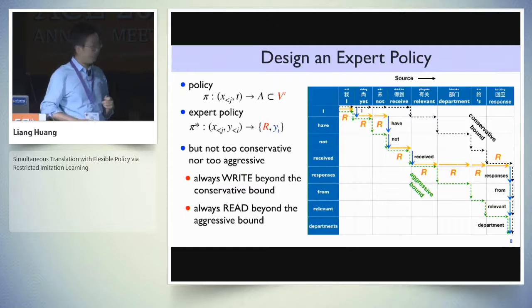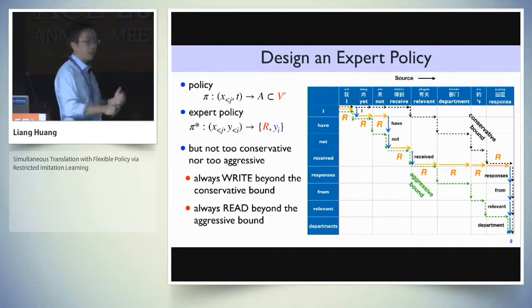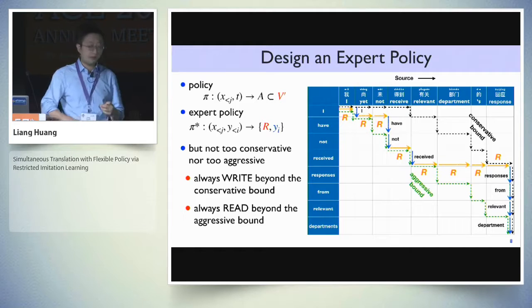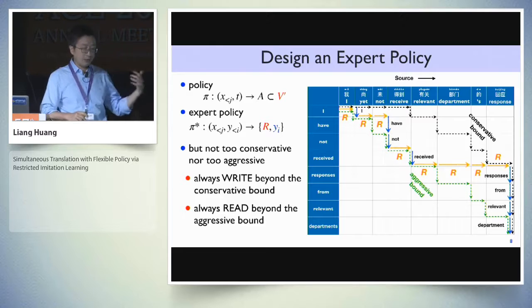So this policy basically is from a pair of source and target prefixes to a set of actions. And a set of actions is basically a subset of the extended vocabulary, which includes the read token. So the expert policy of the restricted dynamic oracle is basically either you read or you output the correct target word. Only defined for those who have followed the correct policy so far, right? So if you have already deviated from the reference translation, we cannot recover it. So that's why it's restricted dynamic oracle or restricted imitation learning.